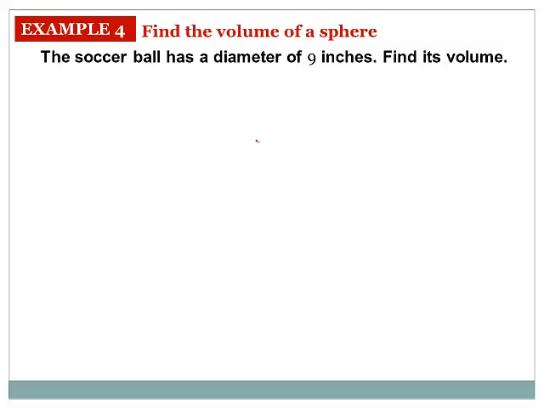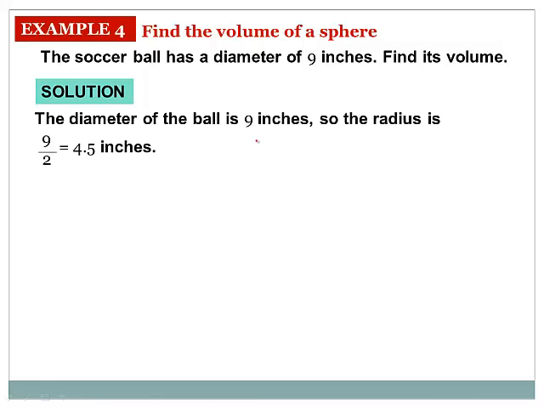Okay, so we have a real-world application. Find the volume of a sphere. The soccer ball has a diameter of 9 inches. Find its volume. So in this case, you have a diameter, so that means you have to divide it in 2 to get the radius. So we know the radius is 4.5 inches. Now we apply it into the formula.